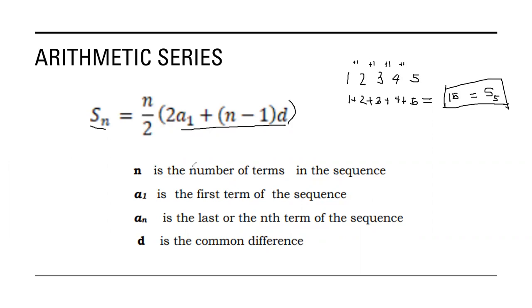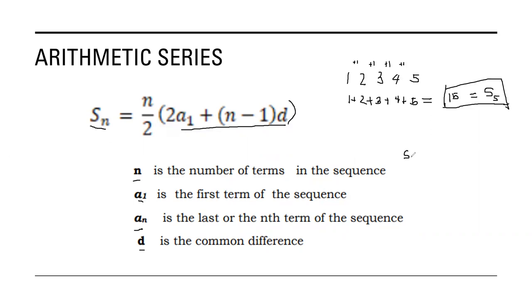So let's try to solve this gamit itong formula, kung magkakapareho ba tayo kung isosolve natin using the formula. Okay, please take note of this. We have n as the number of terms, a sub 1 as the first term pa rin, a sub n as the last term, wala naman tayo dito, and d as our common difference. S sub n is the sum up to the last term. So let's try to solve.